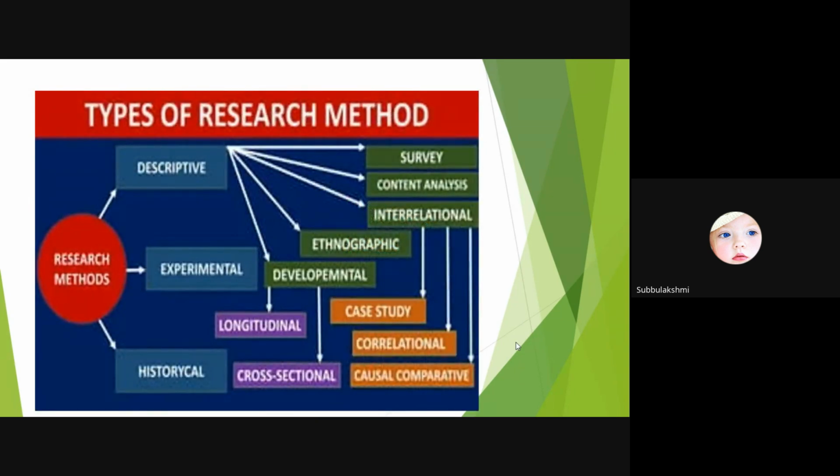See, another diagrammatic representation where we talk about research methods, where the major methods are descriptive, experimental, historical. And when you take descriptive, we again have subtypes, which are survey, content analysis, interrelational, ethnographic, and developmental. Okay. Next, coming to experimental, we talk about it may be longitudinal or cross sectional. And again, when we talk about historical, it may be a case study, it may be correlational, it may be causal or comparative. So these are the major types and subtypes.